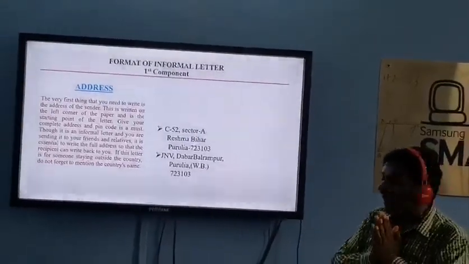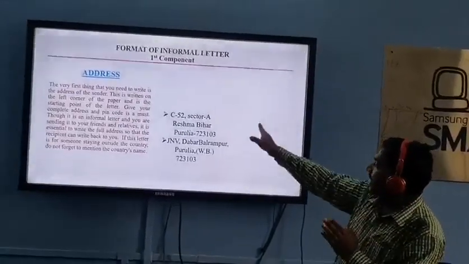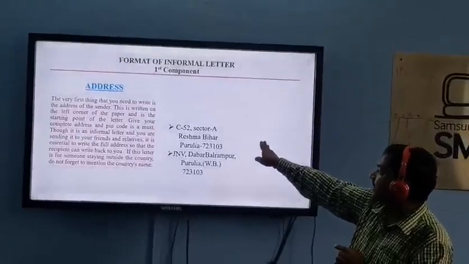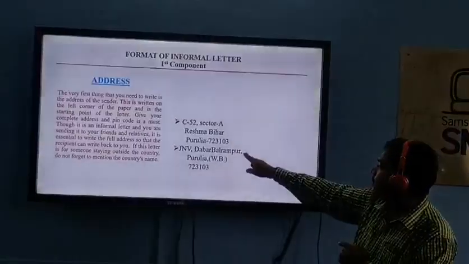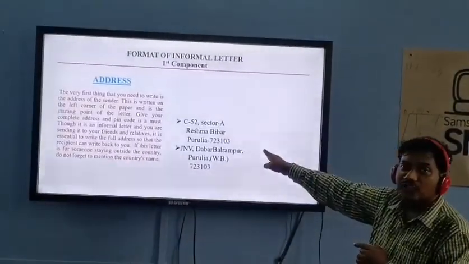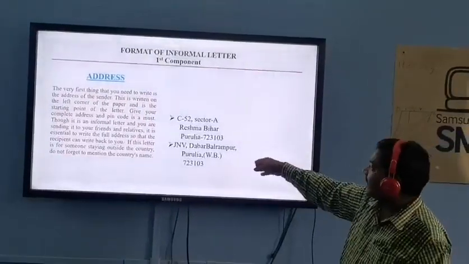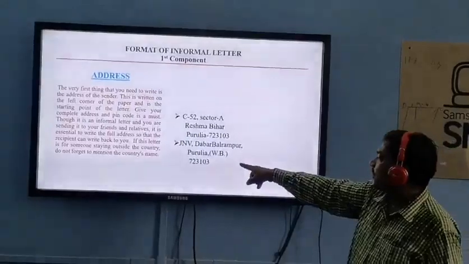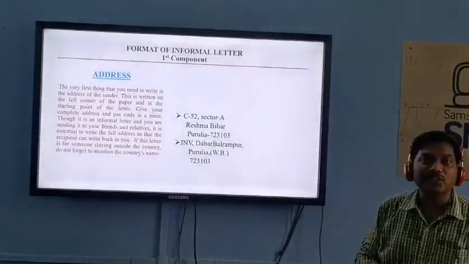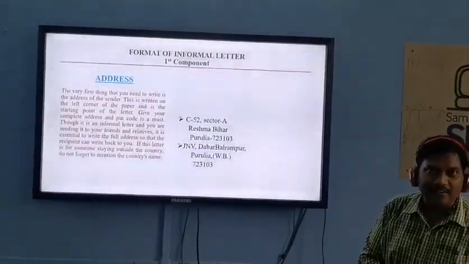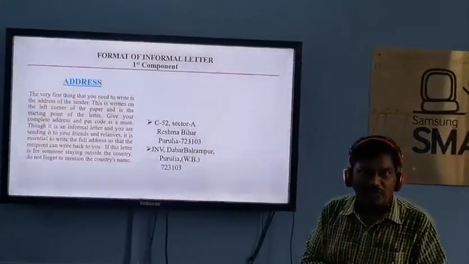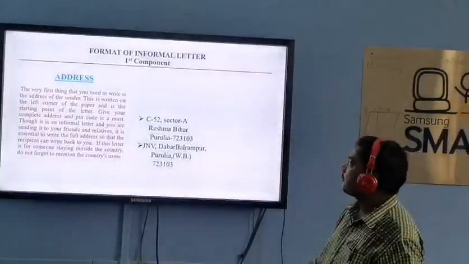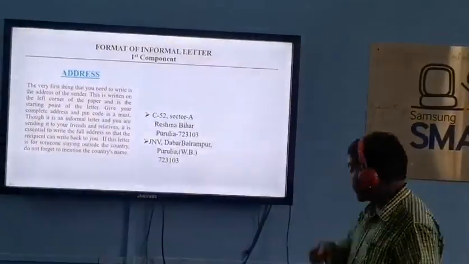So how shall you write the address of the sender? If the address is like this: C52 Sector A, Resma Bihar, Purulia 723103. Another example of the address can also be JNB Dabar Balrampur, Purulia, West Bengal 723103. So this kind of address is to be mentioned on the left side of the paper as the first component of your informal letter writing.